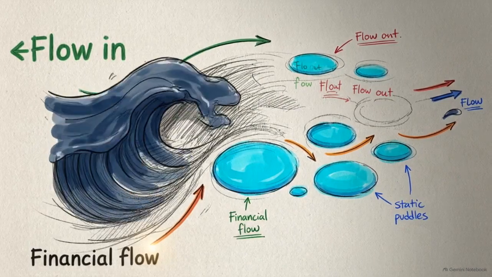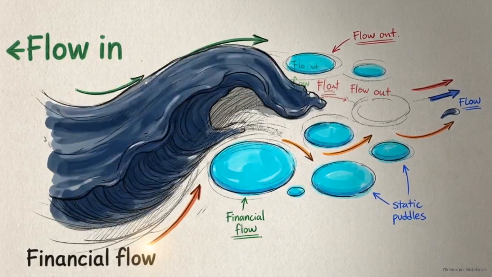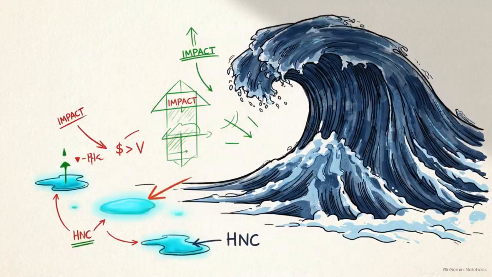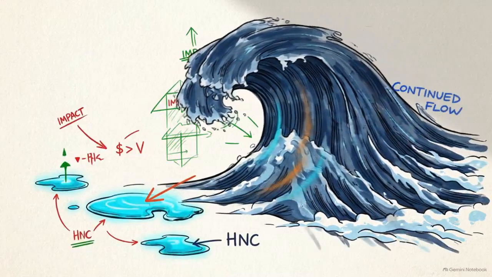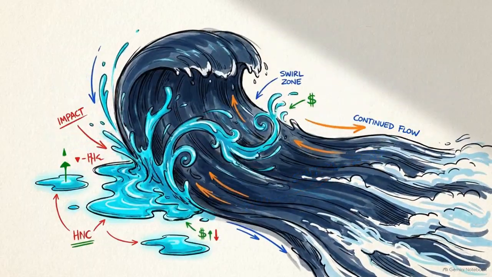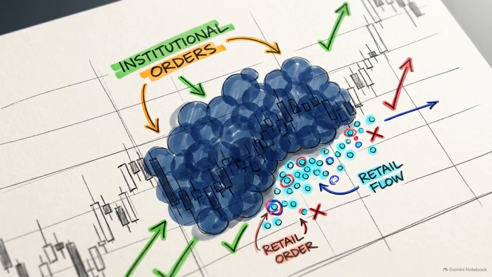Observe the behavior of the heavy current in this simulation as it encounters smaller, scattered pools of liquid. The larger force doesn't simply flow around them, it surges forward to absorb the smaller pools into its own trajectory. This simulation mirrors the foundational mechanic of institutional order flow.